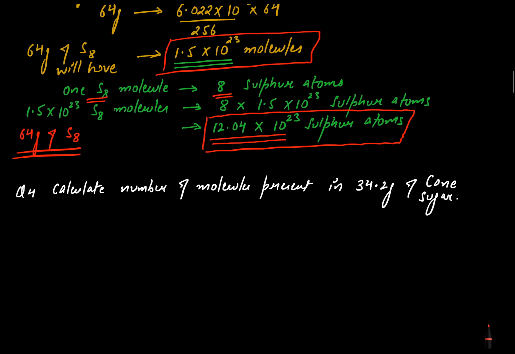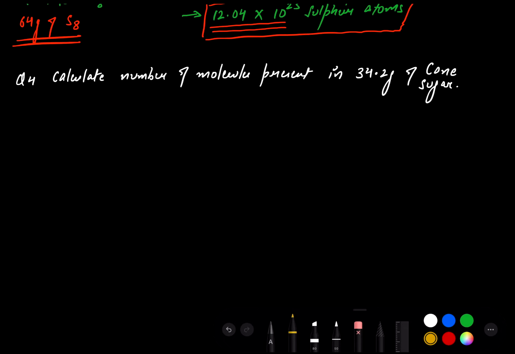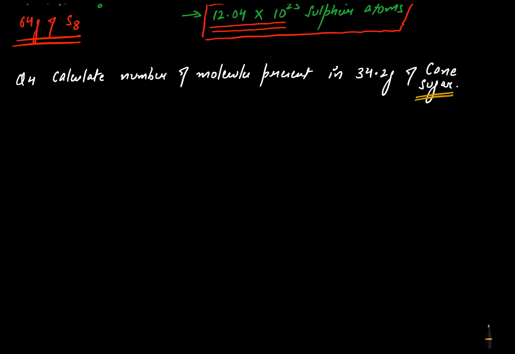Now my dear students, I am moving to the next numerical. That's numerical number 4, question number 4. Here the question is: calculate the number of molecules present in 34.2 gram of cane sugar. Now, what's the molecular formula of cane sugar? It's C12H22O11. Let me evaluate its molecular weight. The molecular weight of carbon is 12. There are total 12 carbons. So 12 into 12 plus atomic weight of hydrogen is 1.